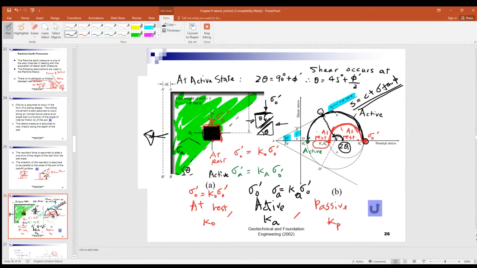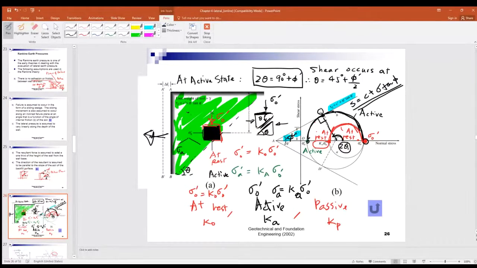Now, if you can work out what's this angle theta? That's a right angle, 90 degrees, plus what's that? Phi. So you get this equation: 2 theta equals 90 degrees plus phi. The sum of interior angles is equal to the exterior angle, so by simple geometry, you work out theta is 45 degrees plus phi dash over 2.